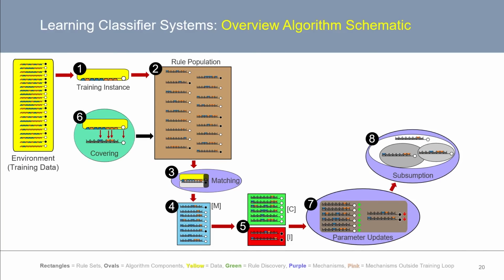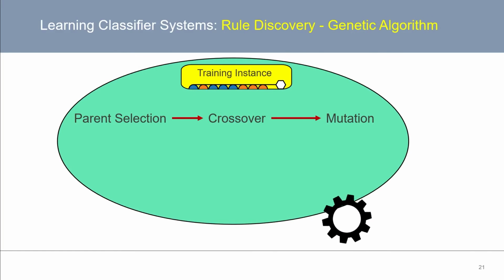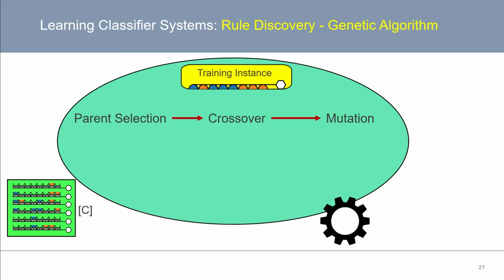Back to our algorithm schematic, the next step in the training cycle is a more intelligent form of rule discovery, this time using a genetic algorithm. Let's look more closely at how the genetic algorithm discovers new rules based on existing ones. First, 2 parent rules need to be selected from the current correct set. Parent selection can be achieved in a number of ways, including roulette wheel or tournament selection. Copies of the 2 selected parents are then used as templates for the new offspring rules that will emerge.